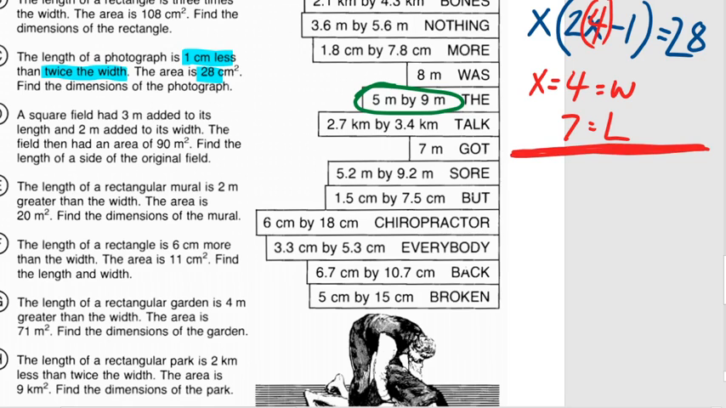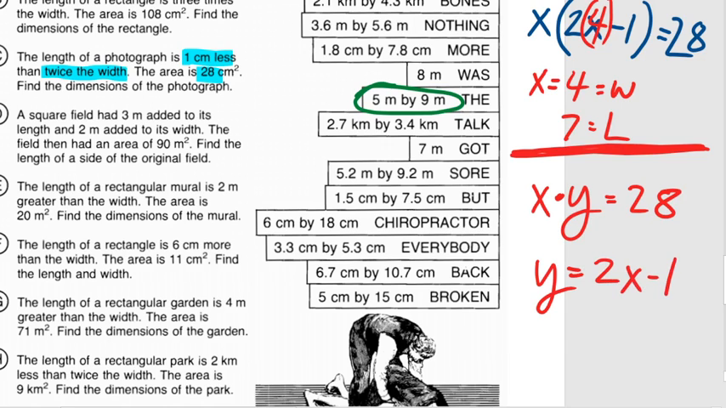If we keep our width at x, but this time we're going to say our length is y, then we have x times y, in this case, equal to 28. That's one of our equations. And then our other equation, we're going to say that y is equal to 2x minus 1. So y was the length, equal to 2 times the width minus 1.